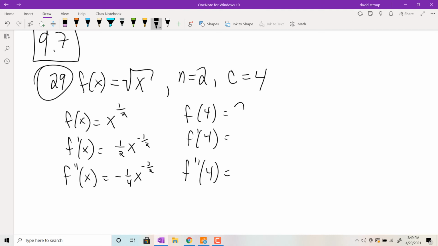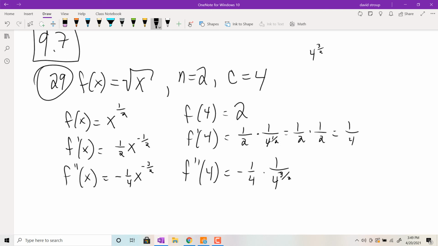Okay, so 4 to the 1/2 power is 2. Then we have 1/2 times x to the negative 1/2. So that would be 1 all over 4 to the 1/2, which is 1/2 times square root of 4 is 2. So that would be 1/2 times 1/2 is 1/4. And the last guy, negative 1/4 times 1 all over 4 to the 3/2. Okay. What is 4 to the 3/2? Well, that is 4 to the 1/2 cubed, which is 2 cubed, which is 8. Okay, so I have negative 1/4 times 1/8, which is negative 1/32.